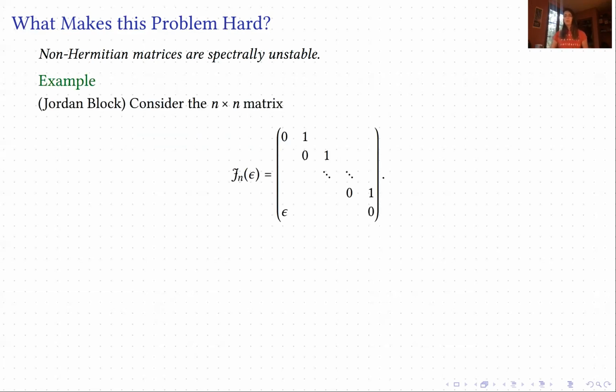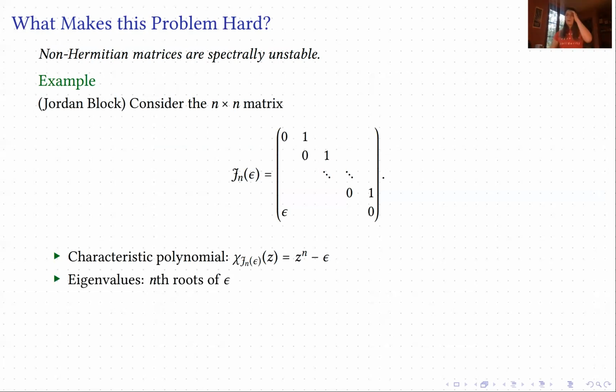So let's do an example. Consider the matrix J_n of epsilon, which has ones on its superdiagonal, epsilon in its lower left-hand corner, and is zero otherwise. Now, it's easy to check that the characteristic polynomial of this matrix, as a polynomial in the variable z, is equal to z^n minus epsilon, which means that its eigenvalues are the nth roots of epsilon. So in other words, an order epsilon perturbation to the matrix changes its spectrum by order epsilon to the 1 over n. Microscopic errors can have macroscopic implications.